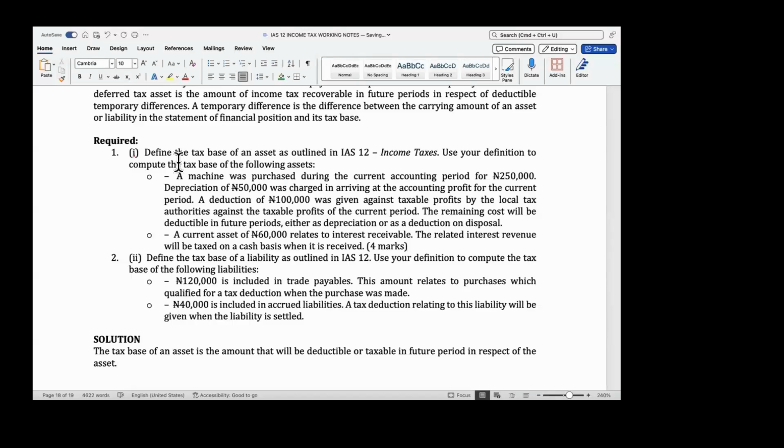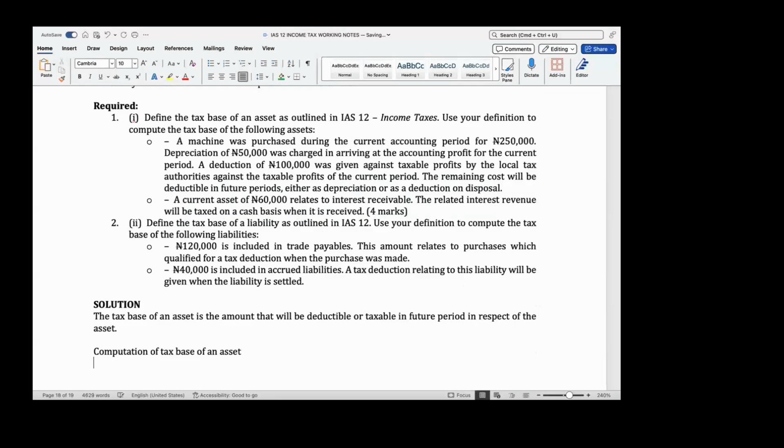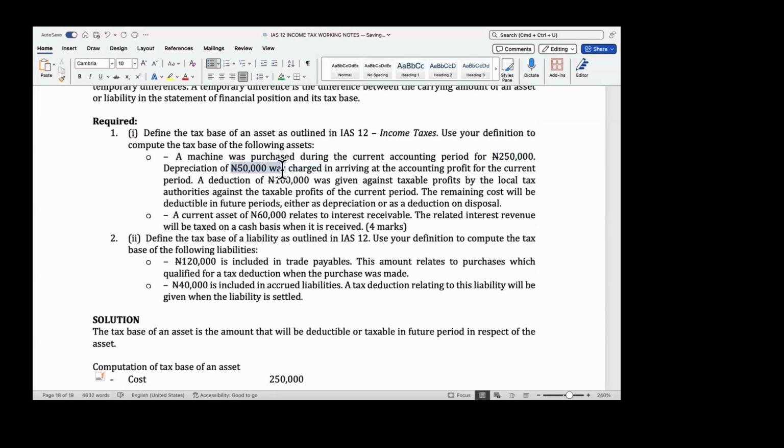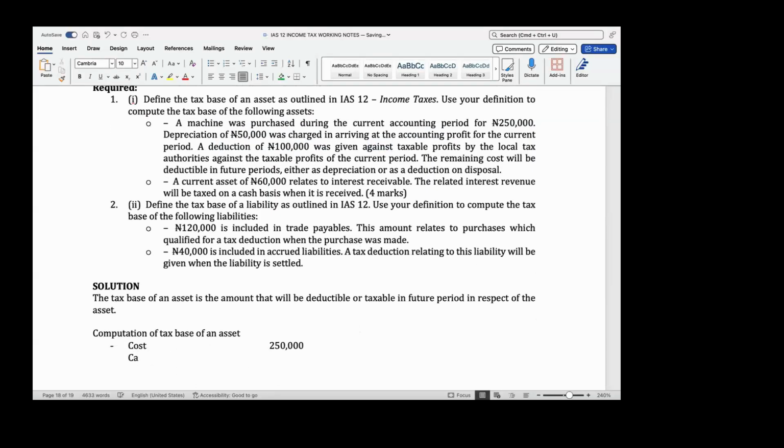So they now said we should compute the tax base. They give us two questions. So the second part of the question is asking us to do computation of tax base of an asset. The first part is the machine. You're talking about a machine that was purchased for 250,000. So that gives us the cost of the machine, which is 250,000. They give us the depreciation of 50,000 charged to arrive at the accounting profit. And a deduction of 100,000 was given against taxable profit by the tax authority. Okay, so that means that will represent my capital allowance, which is how much?